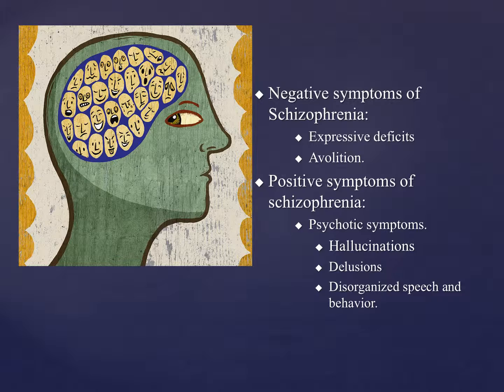Schizophrenia is characterized by negative and positive symptoms. The negative symptoms of schizophrenia include expressive deficits, which the American Psychological Association defines as the inability of a person to express self adequately, and avolition, which is the inability of a person to actually do what is considered normal. The positive symptoms of schizophrenia are the psychotic symptoms associated with it, which include hallucinations, delusions, disorganized speech, and behavior.